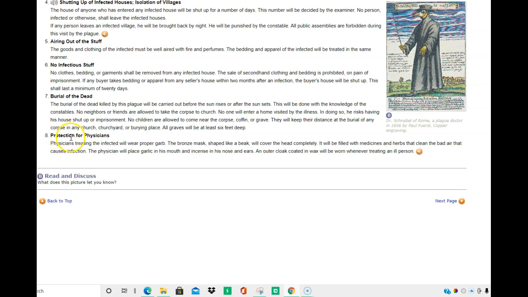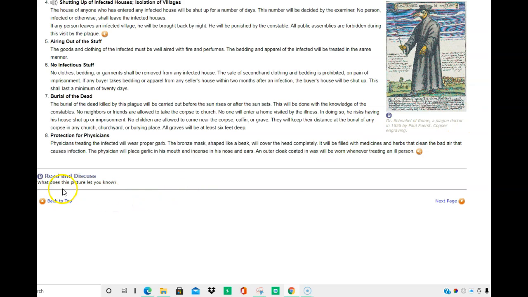8. Protection for physicians. Physicians treating the infected will wear proper garb. The bronze mask, shaped like a beak, will cover the head completely. It will be filled with medicines and herbs that clean the bad air that causes infection. The physician will place garlic in his mouth and incense in his nose and ears. An outer cloak coated in wax will be worn whenever treating an ill person.